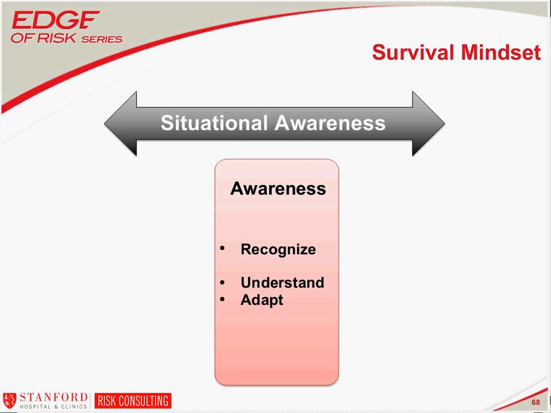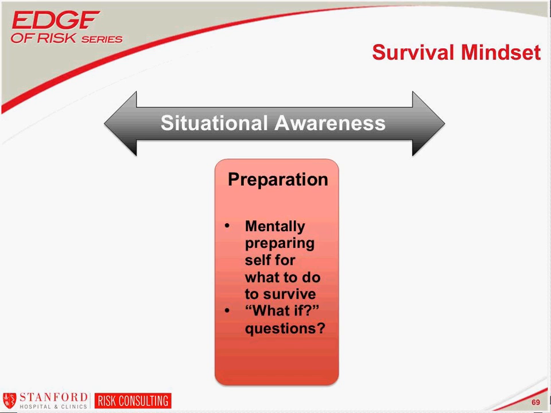Awareness sounds like a basic concept, but in an active shooter situation, some may fall into disbelief or denial. As an exercise, think about 9/11. When you first heard that the two planes hit the World Trade Center, did you immediately believe it, fully appreciate it, or did you question it? Awareness requires you to immediately recognize and understand the situation, then adapt. Once your mind accepts rather than denies the sound of the gunshots, you will be able to respond quickly and effectively. The second component is preparation, which is mentally preparing yourself for what you need to do to survive.